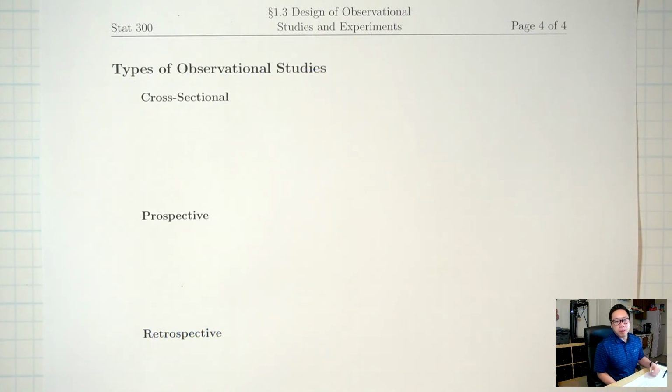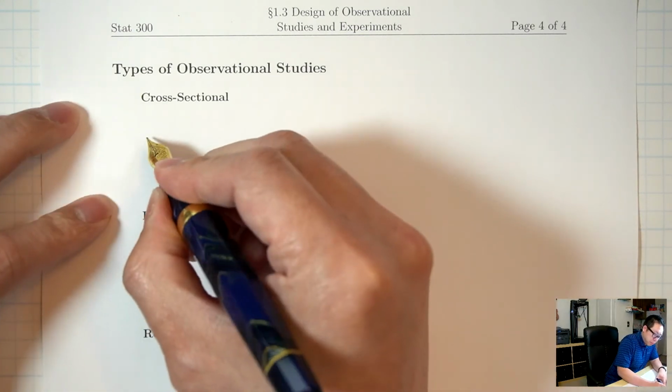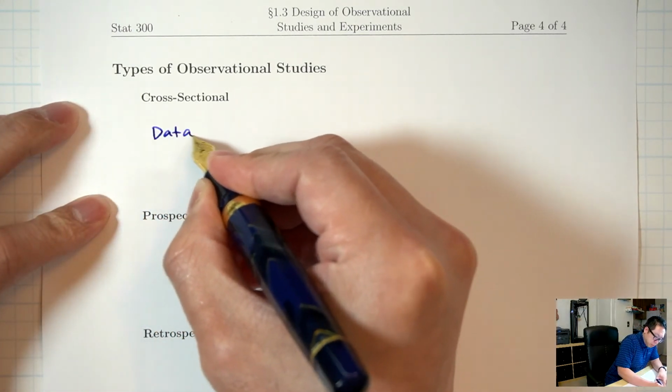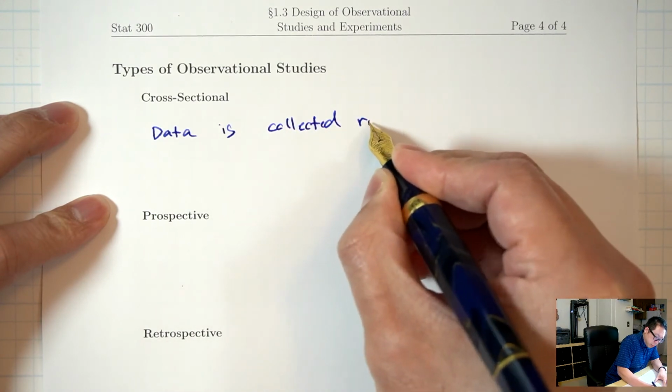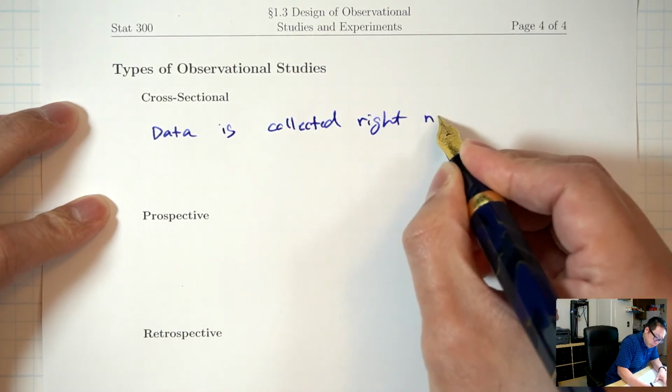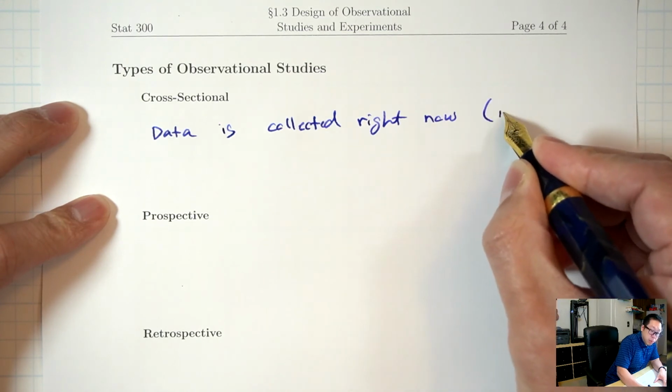Okay, so let's talk about the different types of observational studies. So these all have to do with when you collect data. In a cross-sectional study, the data is collected right now, in the present.